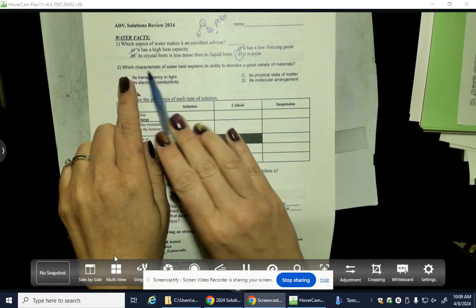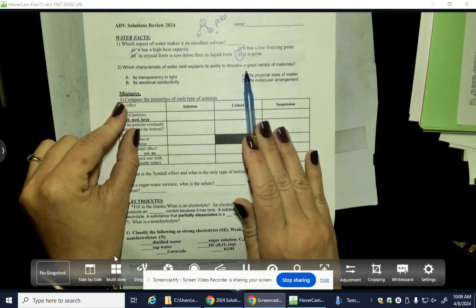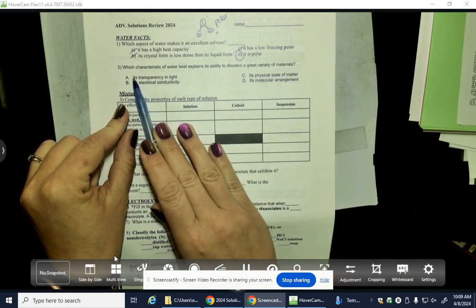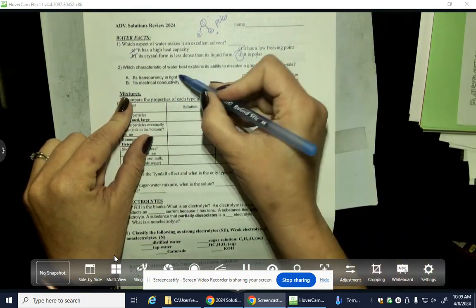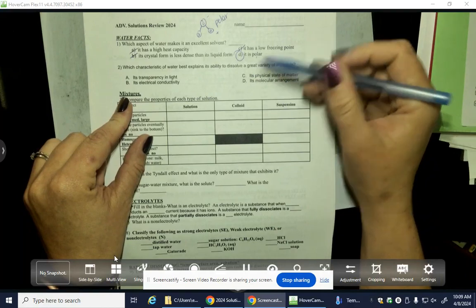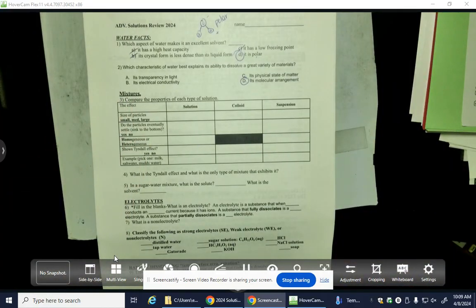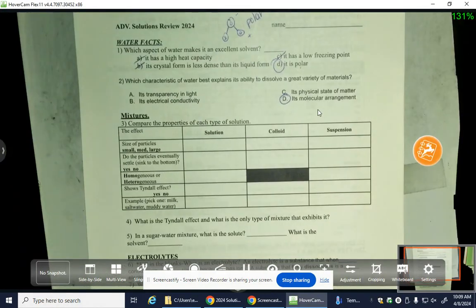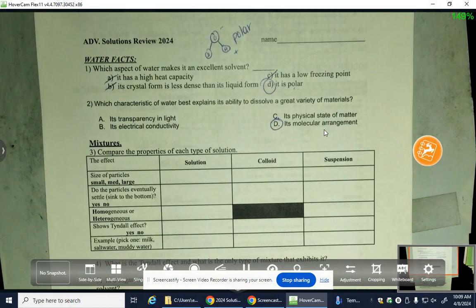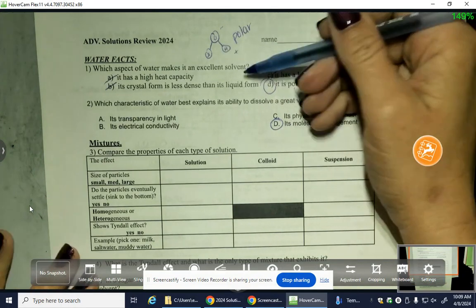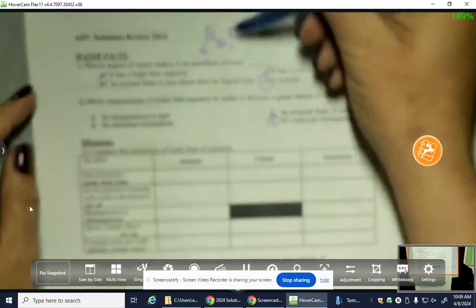All right, which characteristic of water best explains its ability to dissolve a great variety of materials? So just like that, we're going to look for something having to do with molecular arrangement, which is letter D. Okay, so it's kind of a repeat question. It was two different ways that it can be asked. So remember, polarity does have to do with the molecular arrangement, giving it a positive and a negative end. So polar things can dissolve polar things.